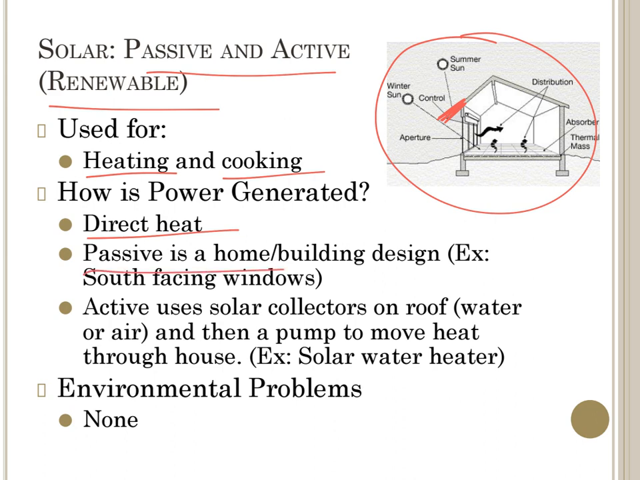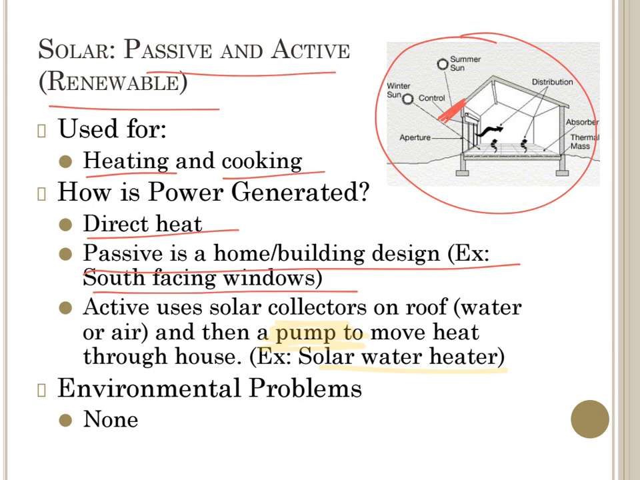So passive is a home building design, like south-facing windows here. And we've discussed this in our energy diagrams and our notes, what the components of passive solar are. And then active solar uses solar collectors on the roof, not solar panels. Solar collectors can collect water, they can collect air, and then use a pump to move the heat through the house. So the reason why it's called active is because the pump uses energy to distribute that heat. So a solar water heater is a good example of active solar. Again, not solar panels, not photovoltaic cells, which are solar panels.